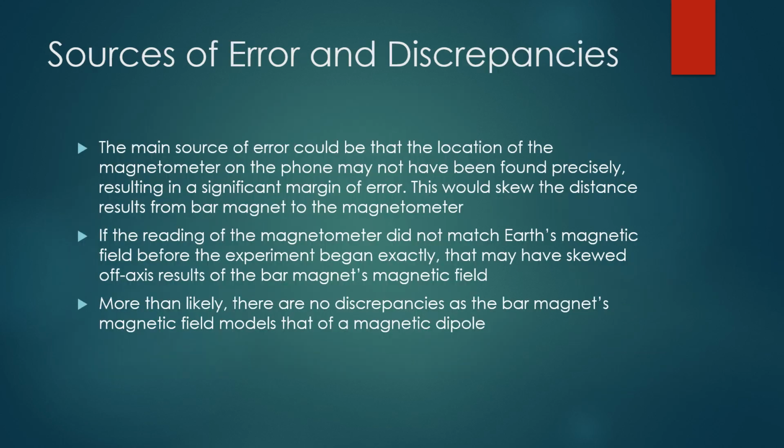The main source of error could be that the location of the magnetometer on the phone may not have been found precisely, resulting in a significant margin of error. This would skew the distance results from bar magnet to the magnetometer. If the reading of the magnetometer did not match Earth's magnetic field exactly before the experiment began, that may have skewed off-axis results of the bar magnet's magnetic field. And more than likely, there are no discrepancies as a bar magnet's magnetic field models that of a magnetic dipole.